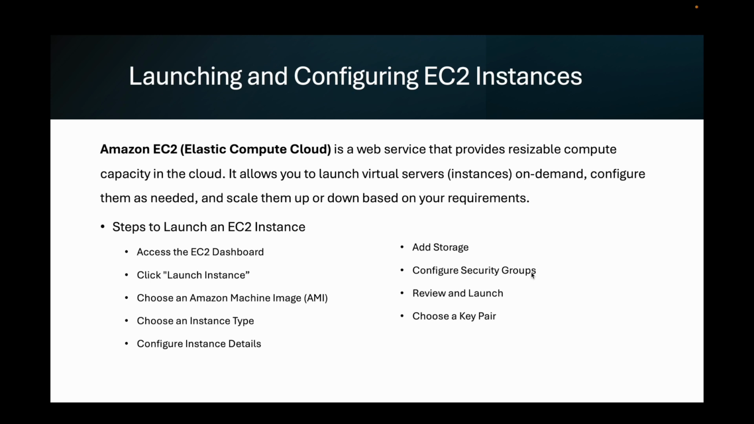AWS uses key pairs, which are public and private keys, to securely connect to instances. Either create a new key pair or select an existing one, then download the private key, which is a .pem file. This will be used later to SSH into the instance.